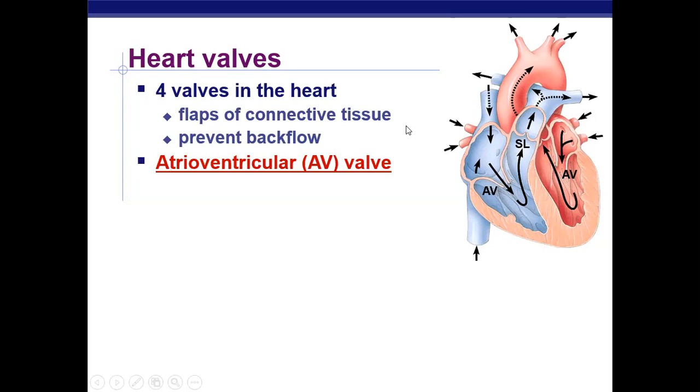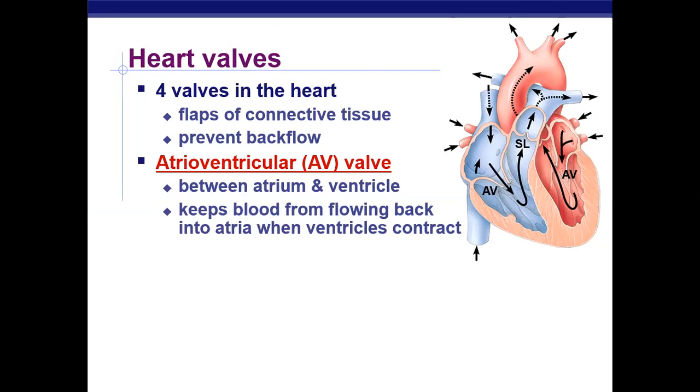The atrioventricular valves, or the AV valves, are labeled AV. Right, here's AV, AV there. They're between the atriums and the ventricles. It keeps blood from flowing back into the atria when the ventricles contract. Your heart makes like a lub-dub noise. If you listen to your heartbeat, it sounds kind of like lub-dub, lub-dub, lub-dub, right? The first part of that noise is those AV valves closing.